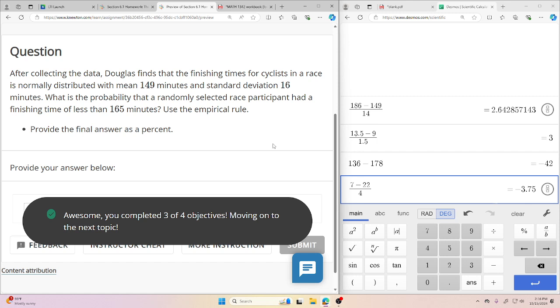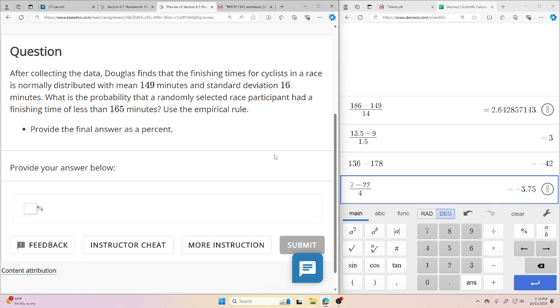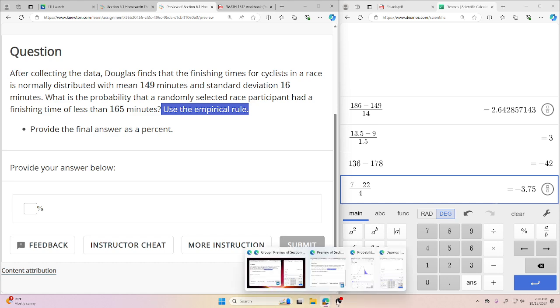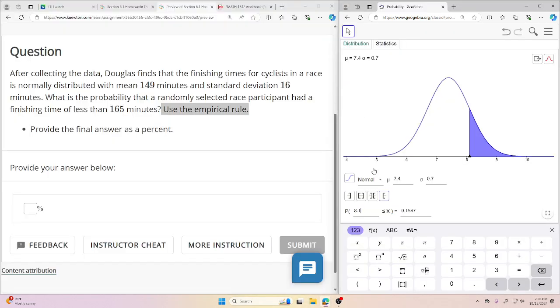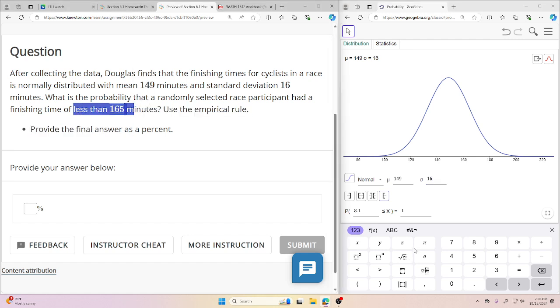All right. So supposedly this is actually a new problem. After collecting data, use the empirical rule. See that one? How we're having to draw it out and all this kind of stuff. I'm going to try to cheat because that's what I do, right? I'm Chad the Cheater. That's a new name for me. So Chad the Cheater puts in 149. I'm going to put 16 minutes, and it says less than 165.